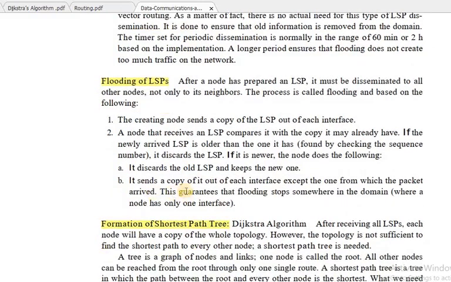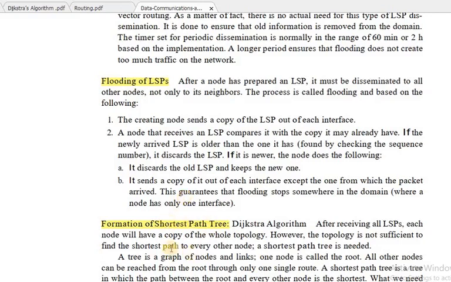Then it sends a copy of it out of each interface except the one from which the packet arrived. Suppose there are three interfaces in our machine, ETH1, ETH2 and ETH3. If we receive the packet through ETH1, then we are going to pass it over to the others, but not through ETH1 again, only through ETH2 and ETH3. So we don't give it back to the same interface, we give it to the other interfaces. I repeat once again, if a packet comes through ETH1, we pass it over through ETH2 and ETH3.